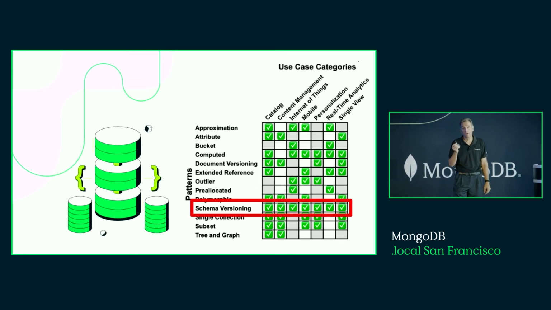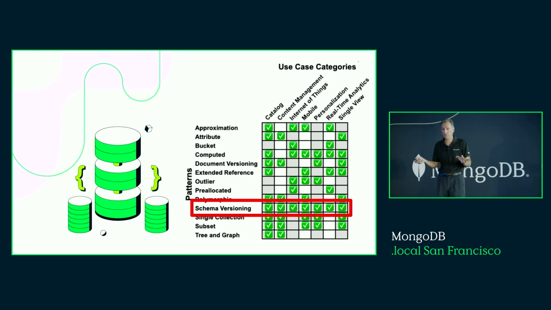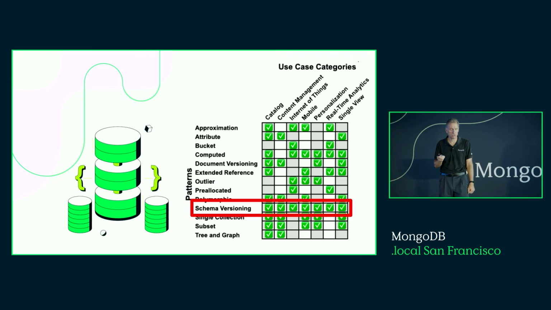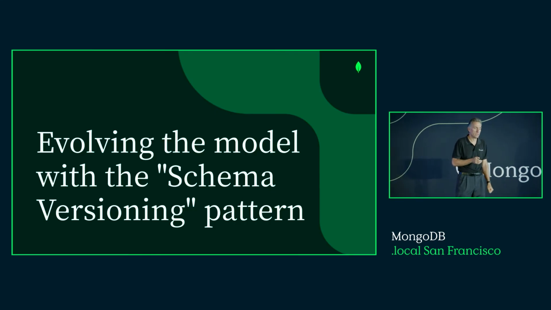And the one we're going to talk a little bit more about today, because it's very short, is going to be the schema versioning. That's going to bring us to the third section of our presentation, evolving the model with the schema versioning pattern.